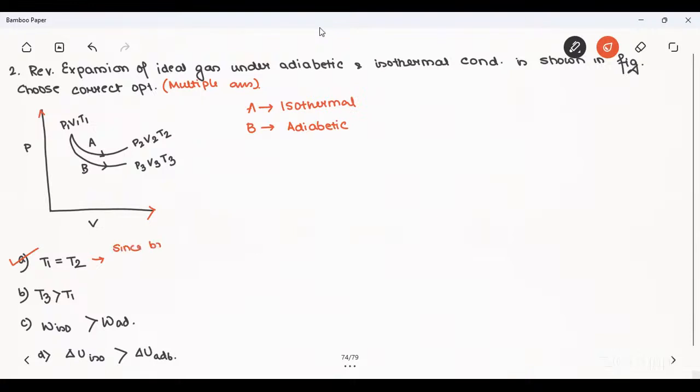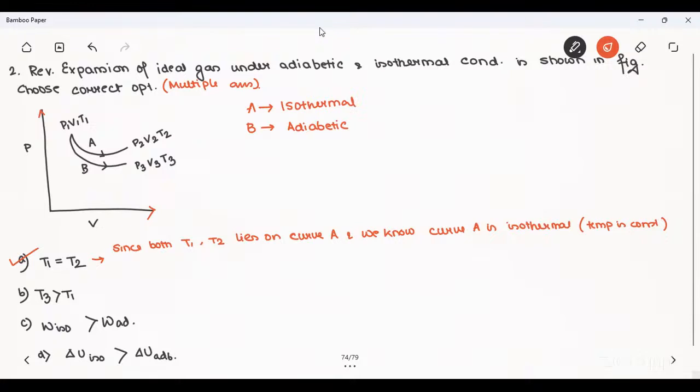Since both T1 and T2 lie on curve A, and we know curve A is isothermal. What is an isothermal process? Temperature is constant. So this option will be correct, right? Is this part clear? Yes, ma'am. Everyone? Okay.